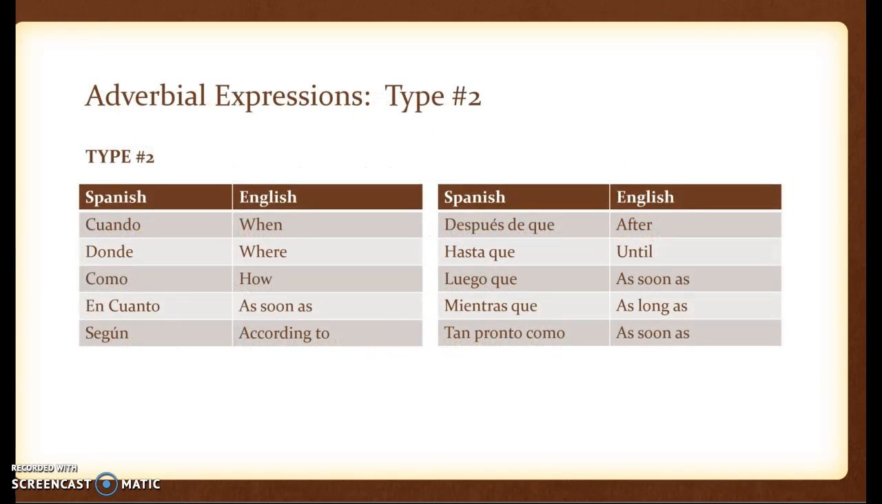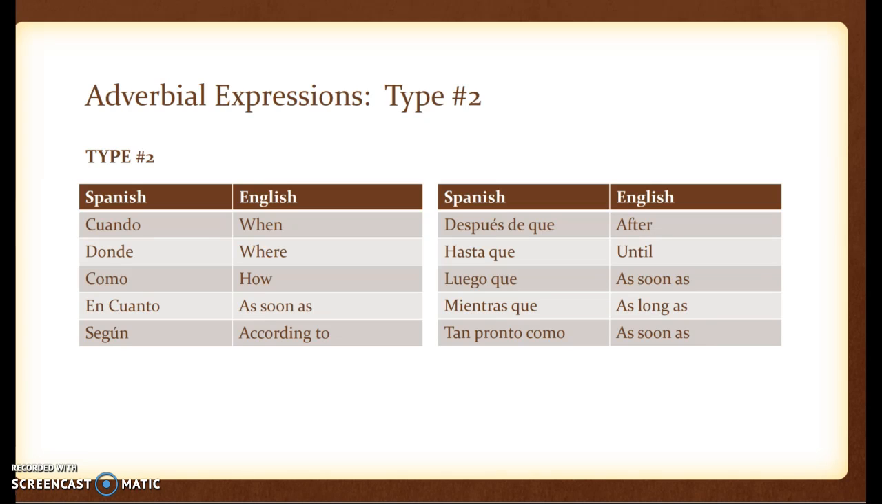Here is our other list. On your next note card, you're going to write type 2 on one side, and on the reverse, you're going to write cuando, donde, como, en cuanto, según, después de que, hasta que, luego que, mientras que, tan pronto como. You're also going to write the Spanish and English meanings. These are the second set of adverbial expressions, and we do not have accent marks for cuando and donde and como, okay, so make sure that they are written correctly.